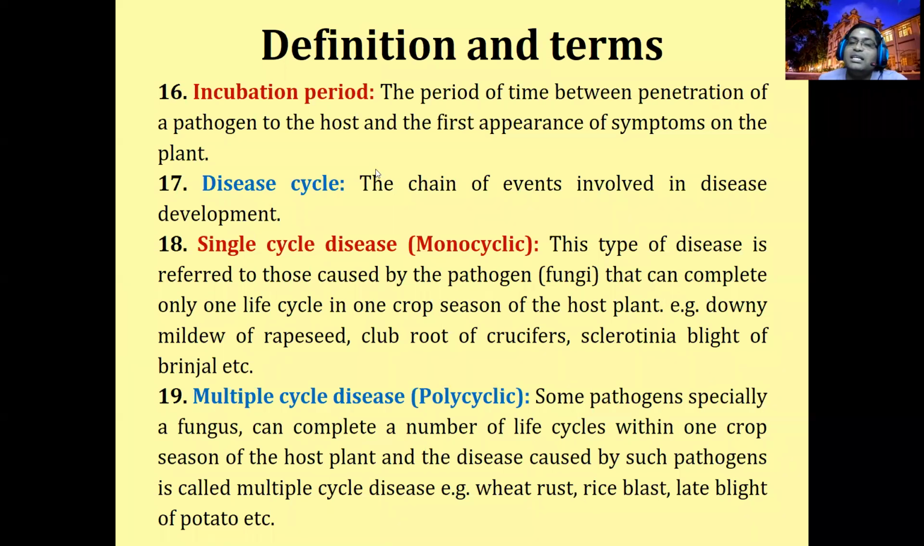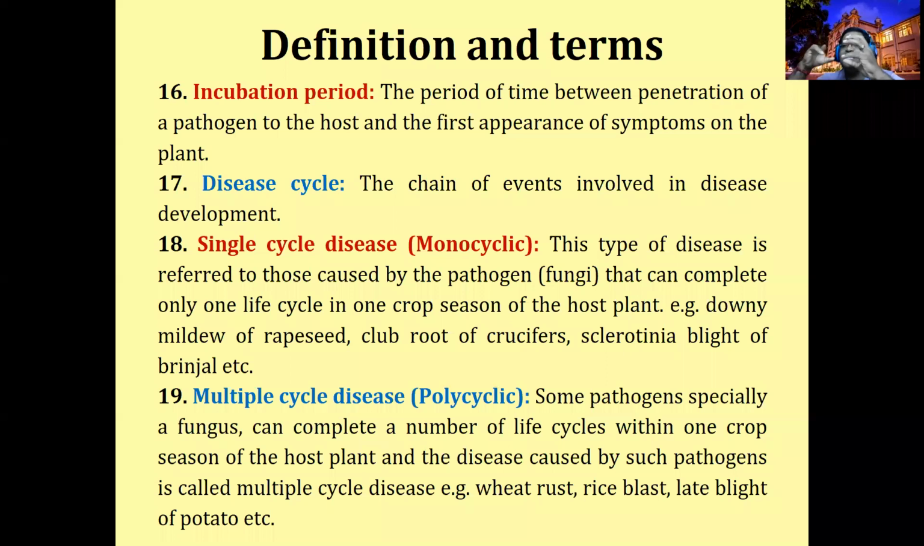So disease cycle, we have studied, is the chain of events involved in disease development. There are two types of disease cycle: single and multiple, or monocyclic and polycyclic. Monocyclic means the fungus, bacterium or virus can complete the life cycle of the pathogen only one time in a particular crop season.